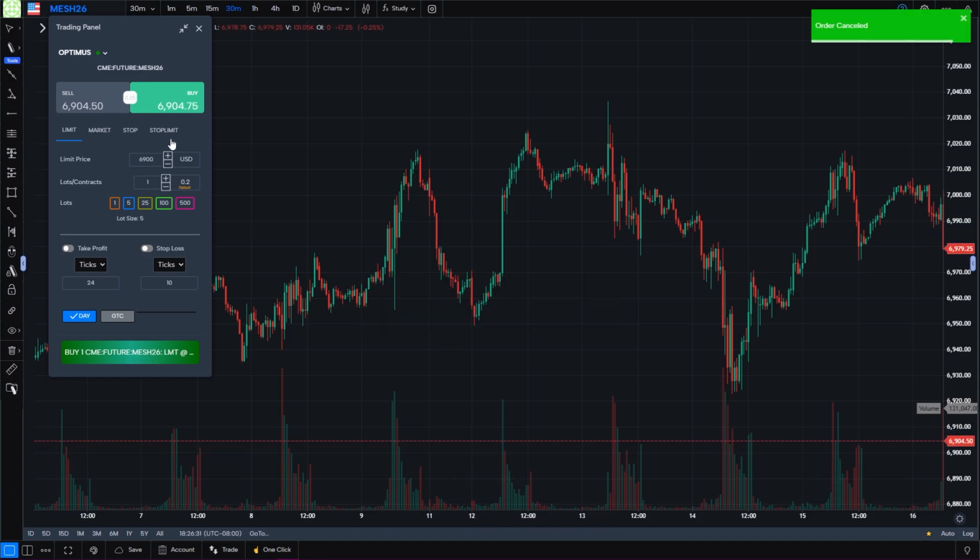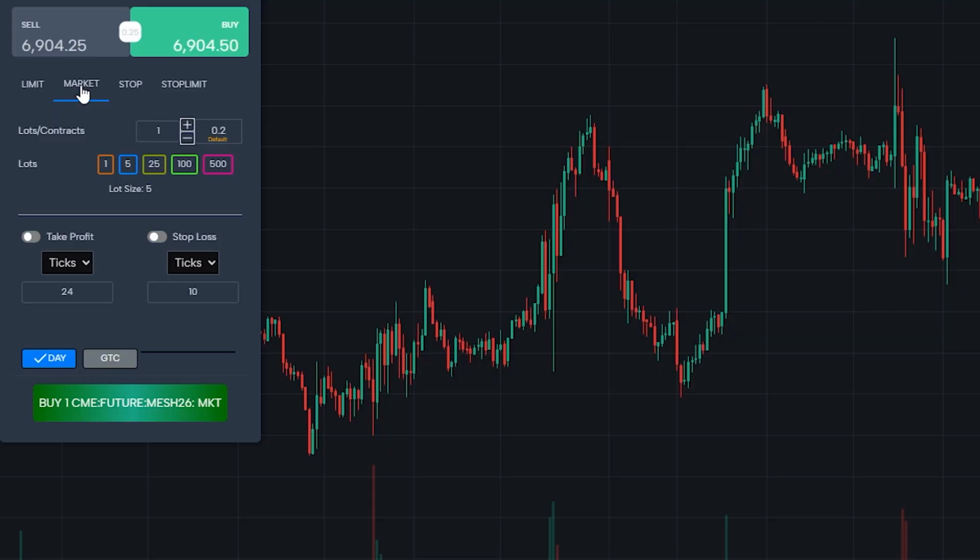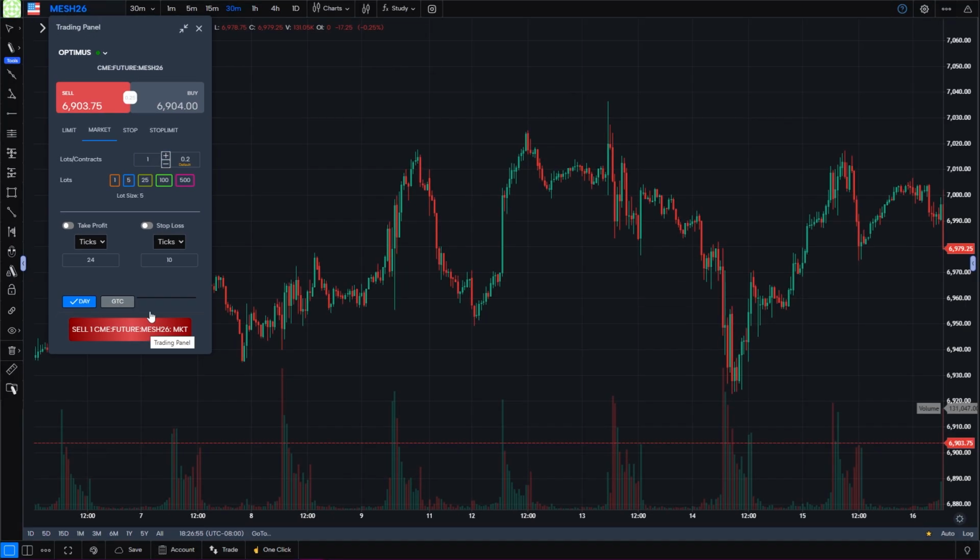To place a market order, just click on market here. And this one's going to be a little bit different because we don't have to specify a price. Remember that a market order is going to fill us at the best available price. So if we wanted to buy, it would fill us at the best available price as soon as the order is executed. And if we wanted to sell, we would click sell and execute the order here.